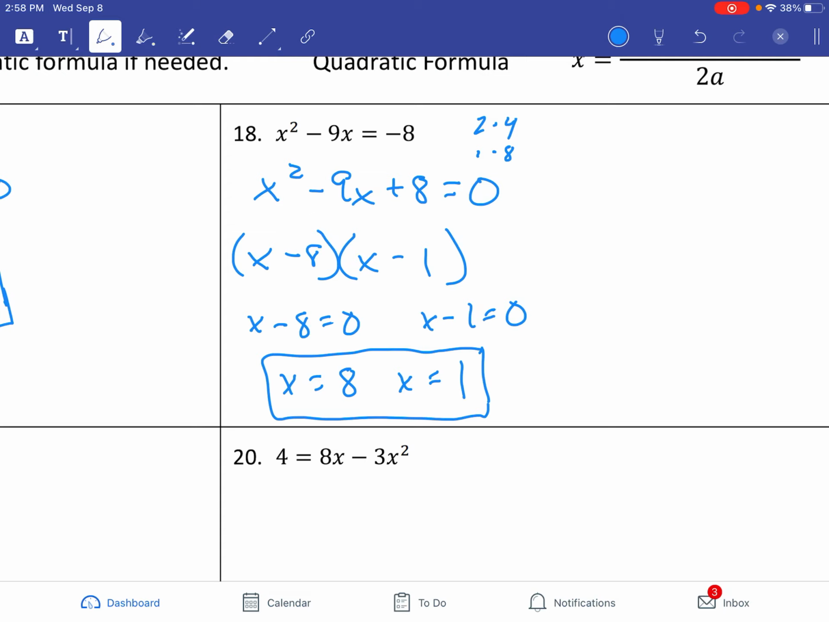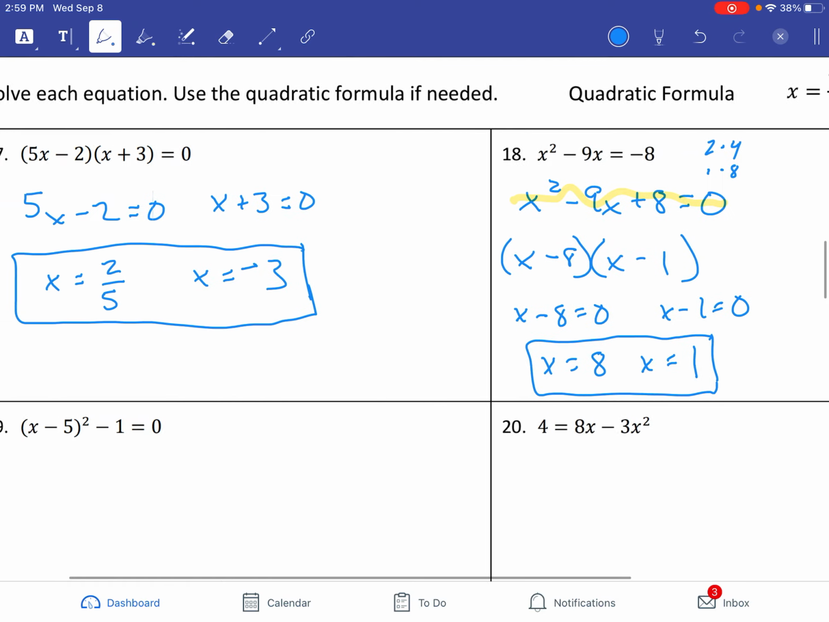Could I have put it in the quadratic formula? Yes, after I put it into this format, but it's easier to factor it than to put it in the quadratic formula for this particular problem.